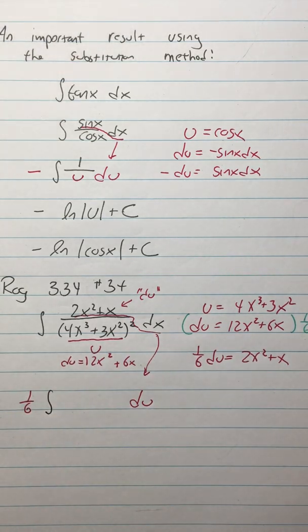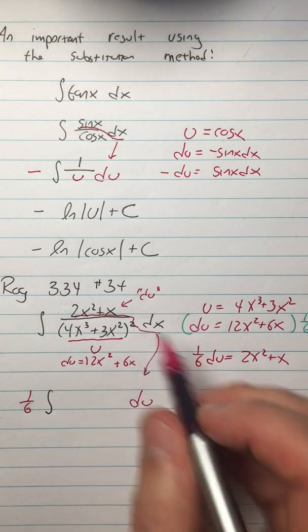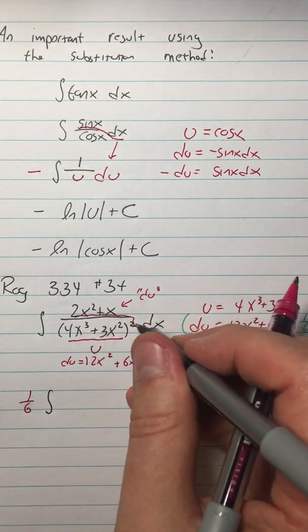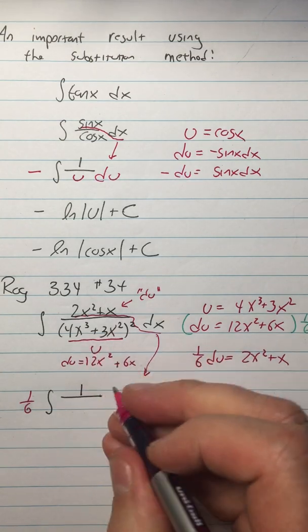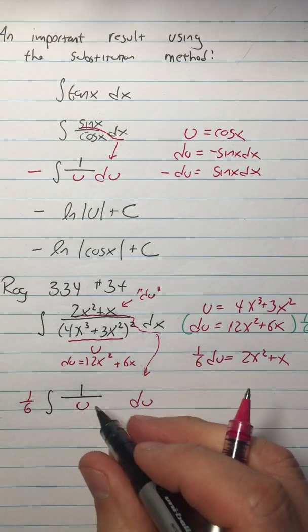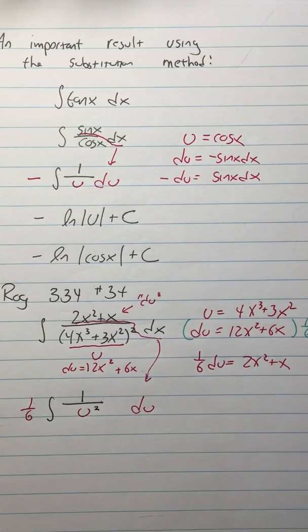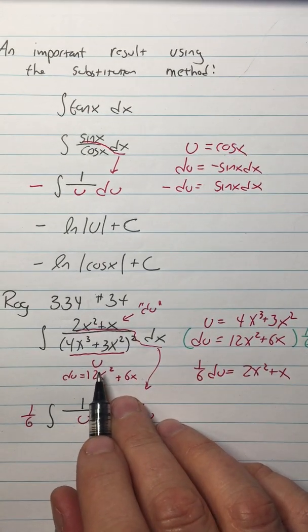Then my denominator has a square on it, but I have nothing left in the numerator, so the numerator is going to stay 1 again. And at the bottom I've got u, but that u is squared. So it's just a matter of following the substitutions.